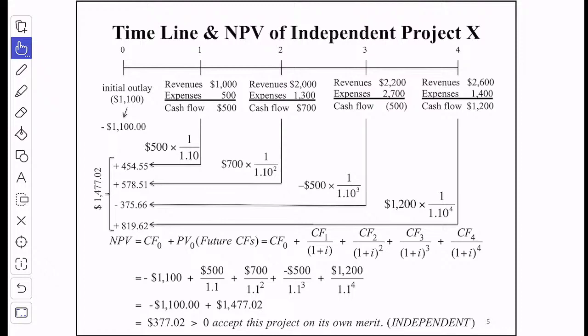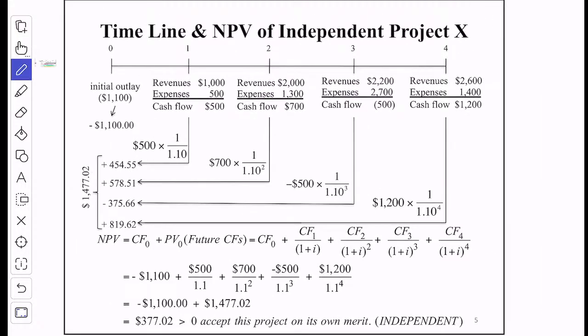It is 377.02, which implies that it's profitable to pursue the project, so you accept the project. So practice entering that into your calculator. I'll give you a moment.